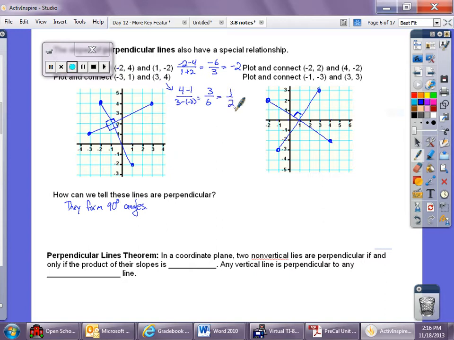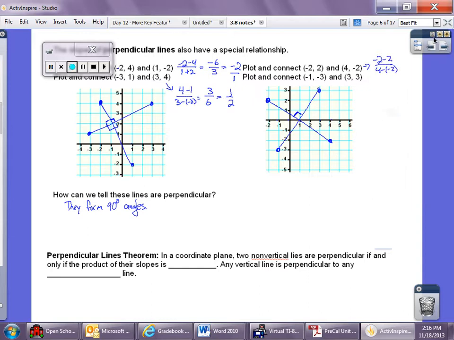So now we have this relationship between 1/2 and negative 2 over 1. If we look at this one, the slope here is negative 2 minus 2 over 4 minus negative 2, which gives me a slope of negative 4 over 6, which is negative 2 over 3. And 3 minus negative 3 over 3 minus negative 1 is 6 over 4, which simplifies to 3 over 2. So we have negative 2 over 1 and 1/2.